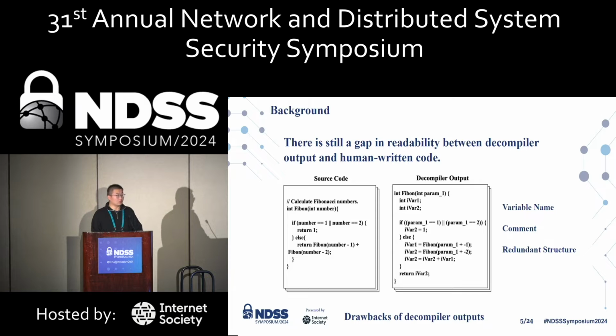First, the source code contains meaningful variable names. Second, the source code contains comments to help us understand the function. Third, the source code contains more concise structures, while the decompiler output has redundant variables.